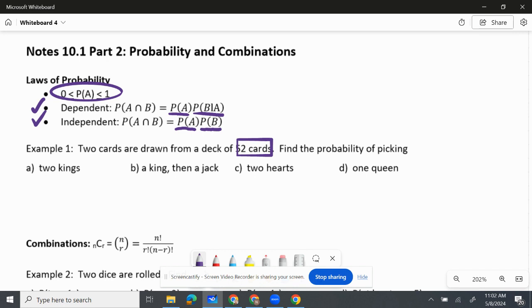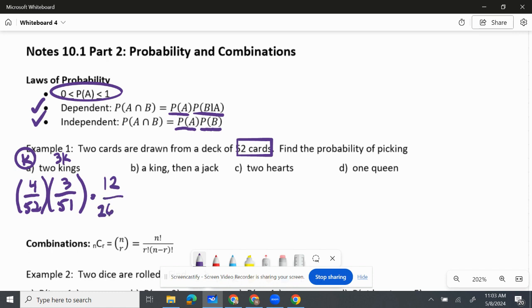So when we're talking about 2 kings, we know that there are 4 kings. So we go 4 out of 52 and 3 out of 51. Now, once again, this is a dependent probability because once we have a king in our hand, there are now only 3 kings to choose from. So that's why there's the 3 there. The 51 is because we have 1 king in our hand, so that means there's no longer 52 cards, there's 51 cards. So that gives us 12 over 2652. Once again, you're welcome to reduce it, but I'm just going to keep it with the original fraction.